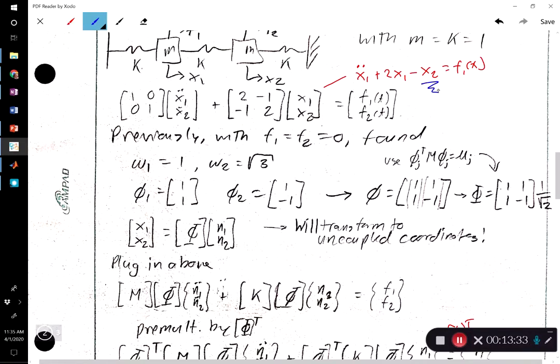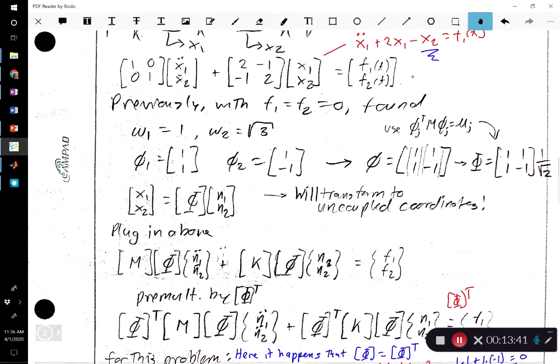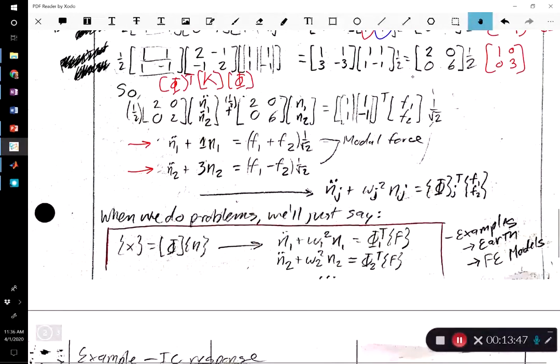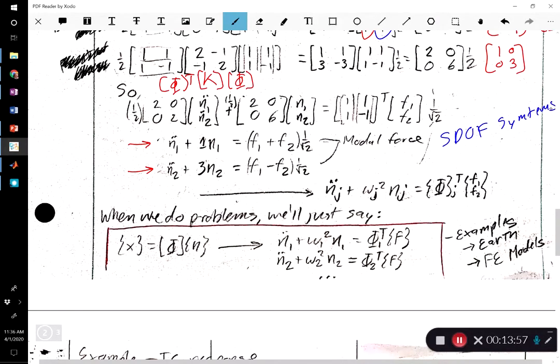So this is a coupling term between the x1 coordinate and the x2 coordinate in this first equation. And we can't just look up that equation in a book and find the solution for it. These, though, are now uncoupled 1 degree of freedom systems. We spent a long time learning how to solve these, and so now we can apply anything that we've learned previously to solve these 2 uncoupled equations.